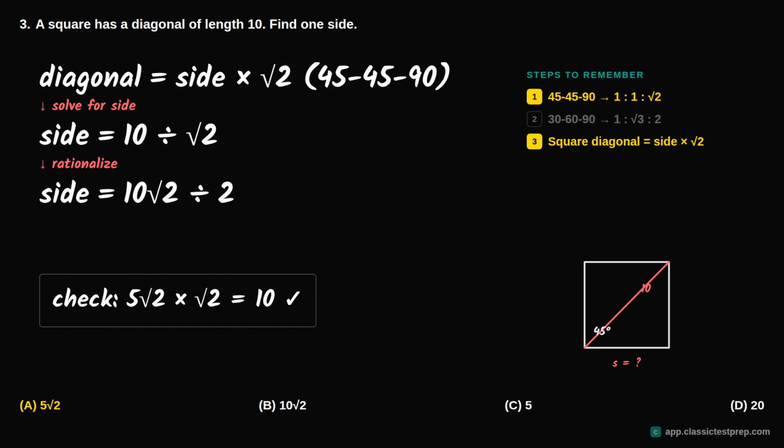So 1 to square root of 2. And we solve for the side length, which is 10 over the root 2. Then we rationalize and you get 10 root 2 over 2, which is equivalent to 10 divided by the root of 2. And that, of course, is 5 root 2, so that's answer choice A.